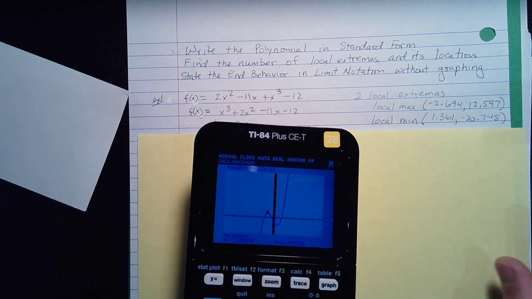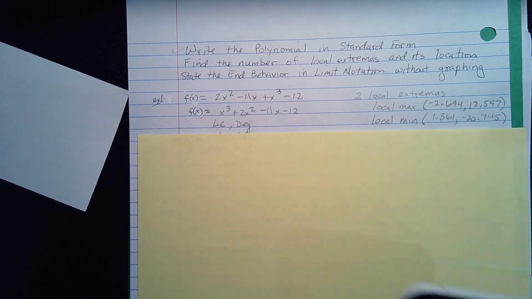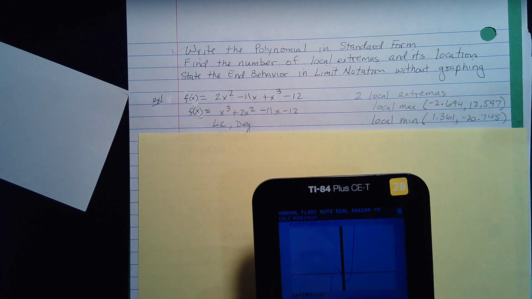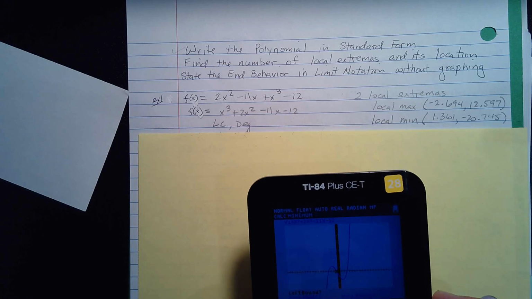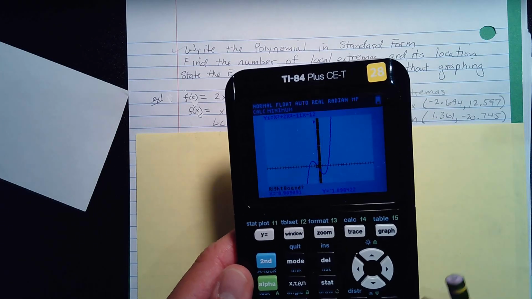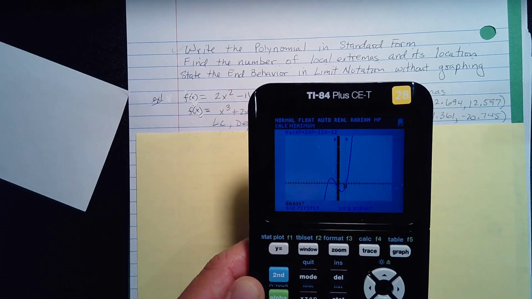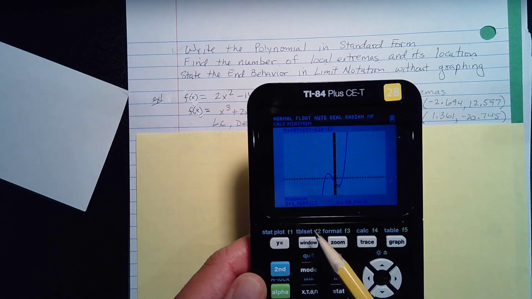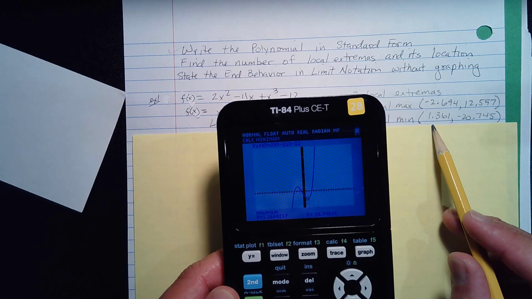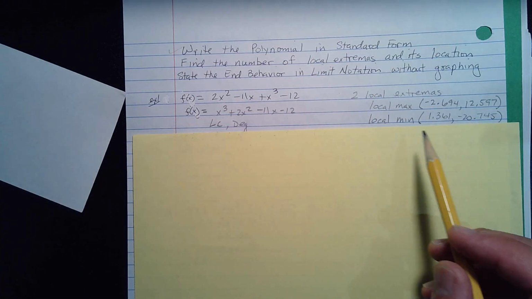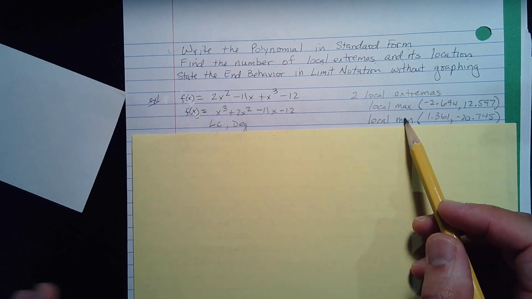And again, to find the local minimum, you're going to go second trace. You're going to find minimum. So we are going to surround the local minimum, left bound, right bound, and there it is, negative 1.361, comma negative 20.745. So that's your local max, your local min.